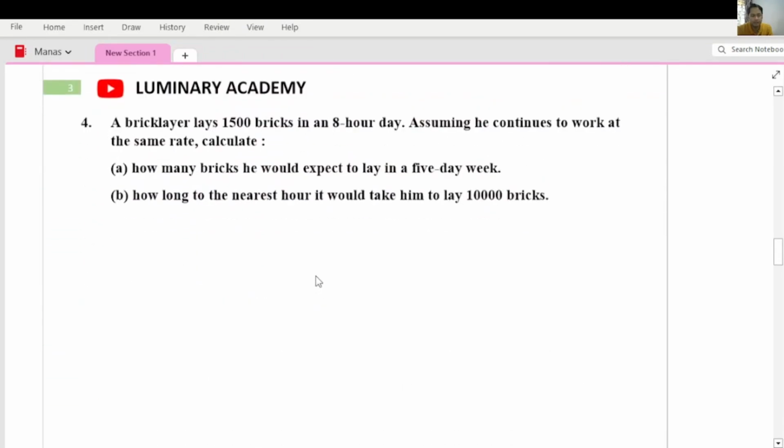Now coming to the next question. A bricklayer lays 1500 bricks in 8 hours. Assuming that he continues to work at the same rate, calculate how many bricks he would be expected to lay in 5 days.